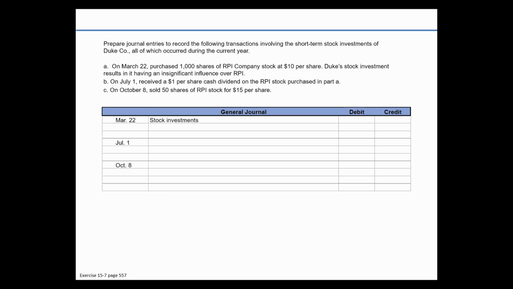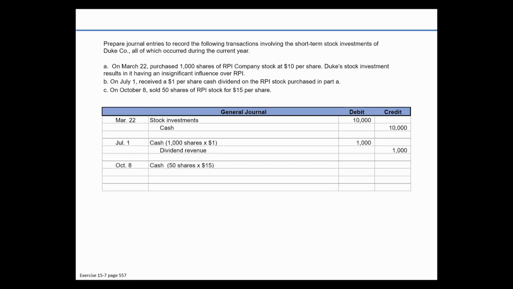So we have stock investments in the amount of $10,000 debit, then we'd have a credit to cash in the amount of $10,000. Now, on July the 1st, we received a $1 per share cash dividend on the RPI stock purchased in Part A. And so in this case, we know then that it's $1,000 because we had 1,000 shares, we're receiving $1 a share. So we would debit cash in the amount of 1,000 in order to increase cash. Then we would credit the dividend revenue for 1,000. Again, dividend revenue is going to go on as part of your income statement.